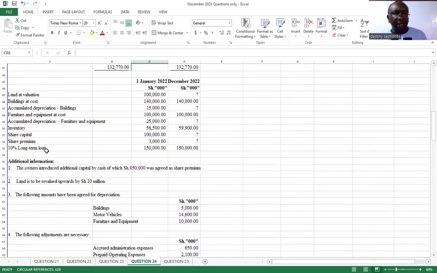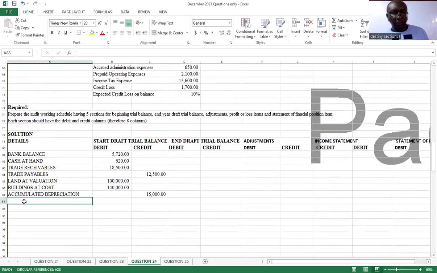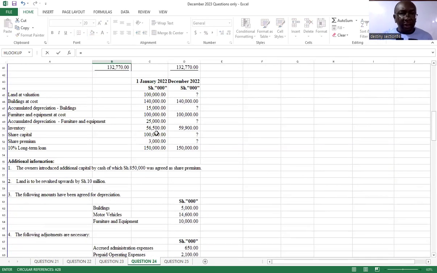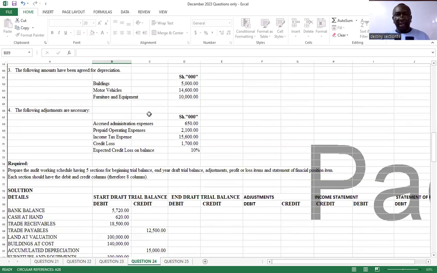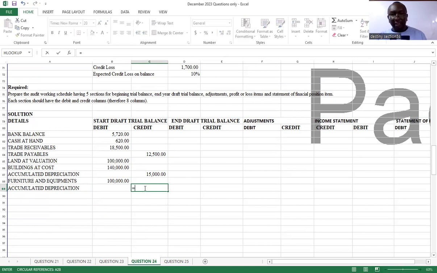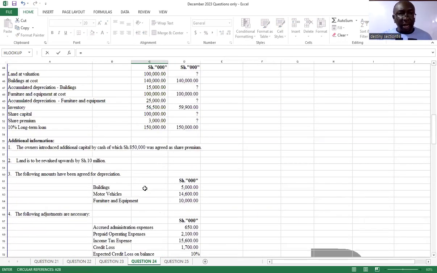The next item after that is furniture and equipment. Furniture and equipment should be a debit balance. So we rush there. It is 100. So we press enter. Then we have accumulated depreciation should be there. So this one should be a credit balance again. We come and pick this one.